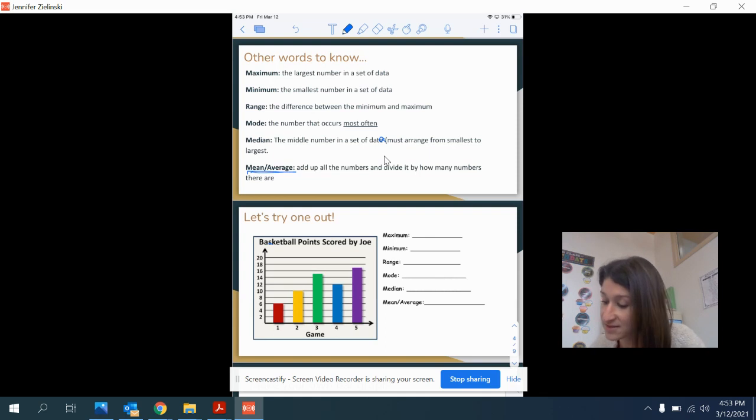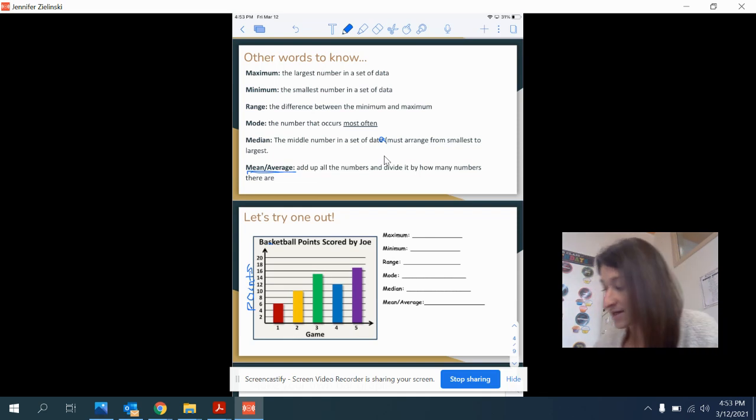I know that this is measuring the basketball points scored by Joe. I know on my x-axis, I have the game number. So we have game 1, 2, 3, 4, 5. And actually, this should be labeled on this side with points because I know that's what we're measuring. So my y-axis should have points off to the side.